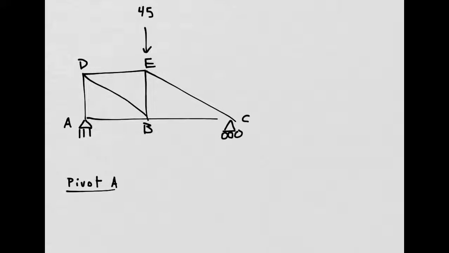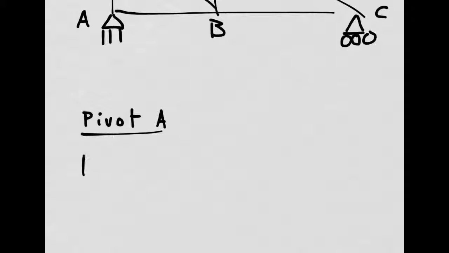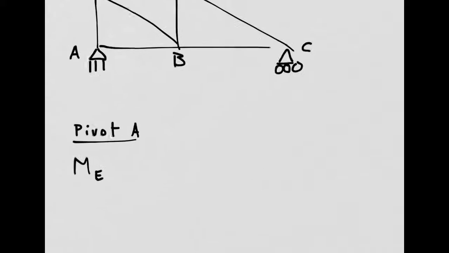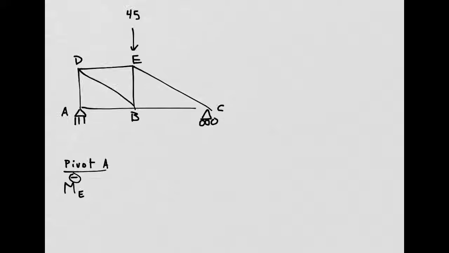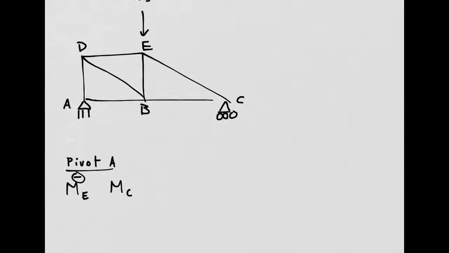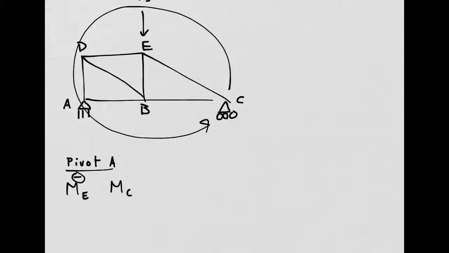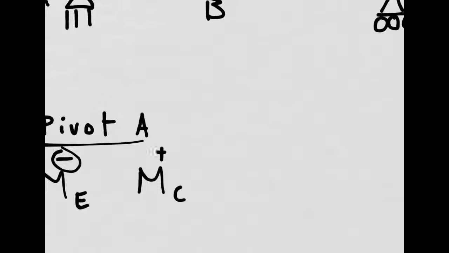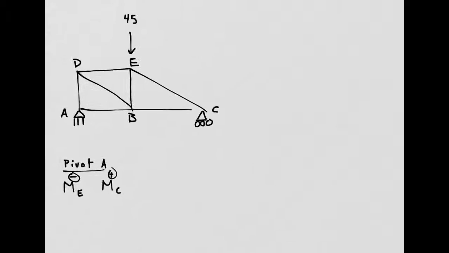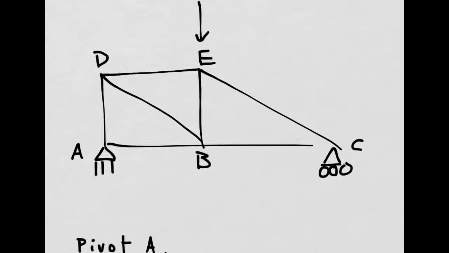So if I pivot around A, there's a force at E. The moment due to the force at E would want to rotate in the negative direction. And so the moment due to the force at C has to counteract that, so it has to be positive. They're opposing each other. The moment due to the force at E, I guess I should write down the distances.